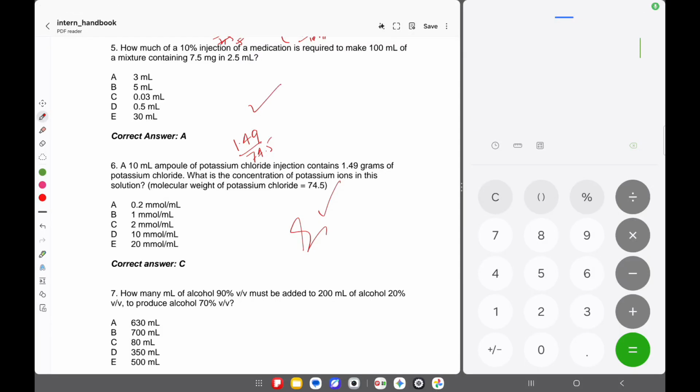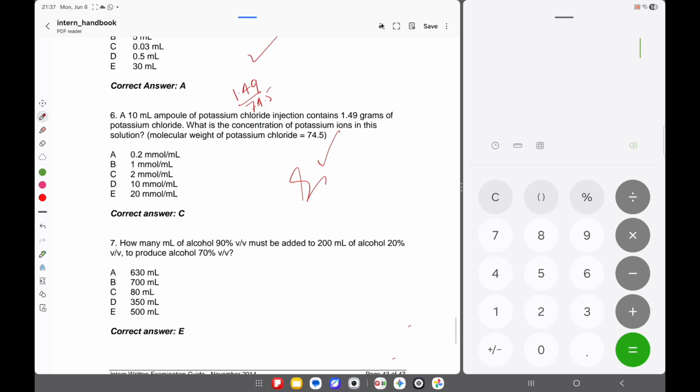Okay, so let us discuss question number 7. It's a very interesting question. I can tell you the right answer as well. That's E, which means 500 ml. But we should know how to solve this problem.